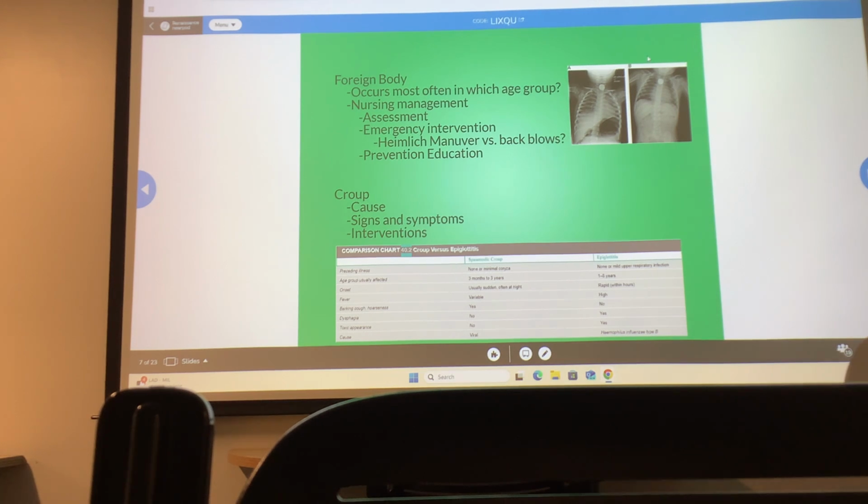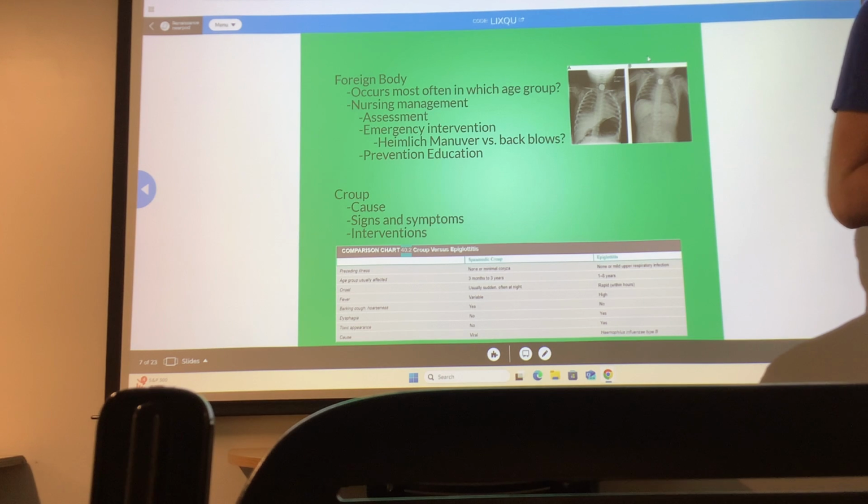What is croup? What causes it? It's a respiratory infection caused by a virus. Rarely it can be caused by a bacterial thing. Most commonly, it's a virus. Okay?